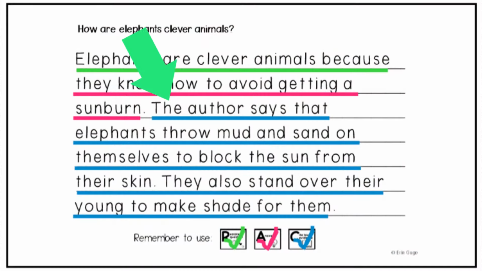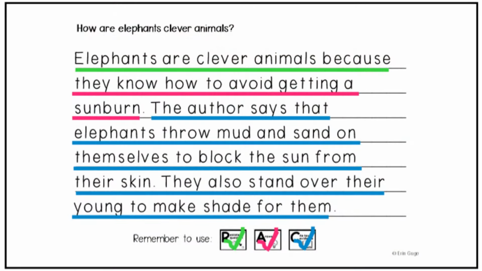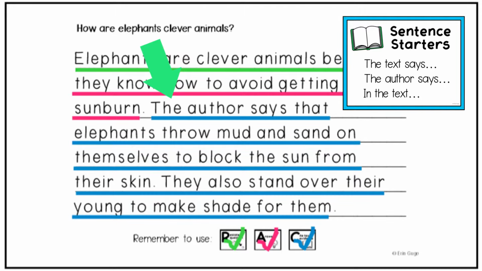So for the C part, for cite text evidence, we can write, and follow along the blue part with me. The author says that elephants throw mud and sand on themselves to block the sun from their skin. They also stand over their young to make shade for them. So that has the two pieces of evidence from the text, even better yet. And of course, this part for cite text evidence is underlined blue like the poster. And we can check off the C checkbox at the bottom. Did you notice how we started that sentence from the text? The author says, just like one of the ideas on our sentence starter poster.